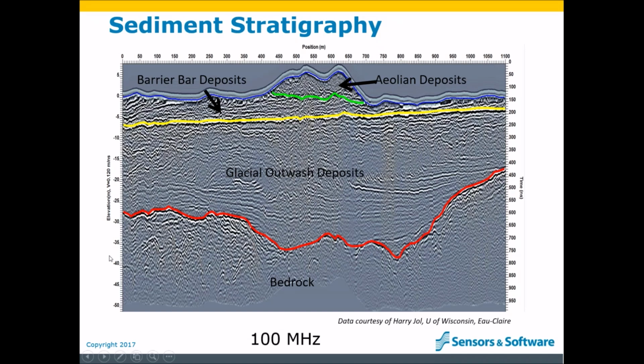Let's start with the basics. Here's a GPR line. This line is about 75 meters long, and the full depth scale is 75 meters deep, so it's almost a 1-to-1 ratio. But as you'll see, there's not 75 meters of GPR signal penetration. So let's talk about the signals that we see.